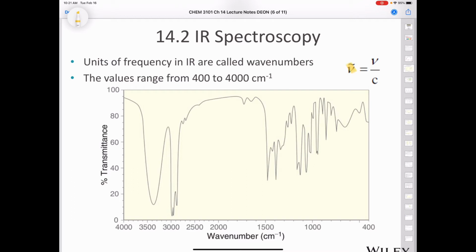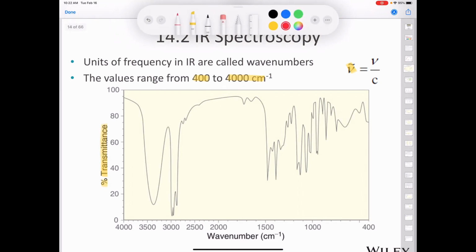The wave number is simply the frequency of light divided by a constant, the speed of light. And you can see the range of wave numbers on our plot is from 400 to 4,000 reciprocal centimeters. And notice that on our y-axis here we have percent transmittance. And so if the light was almost all transmitted, it would be up here.